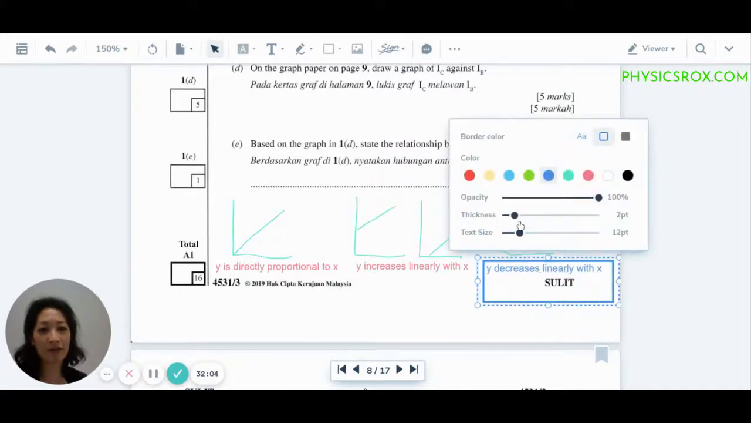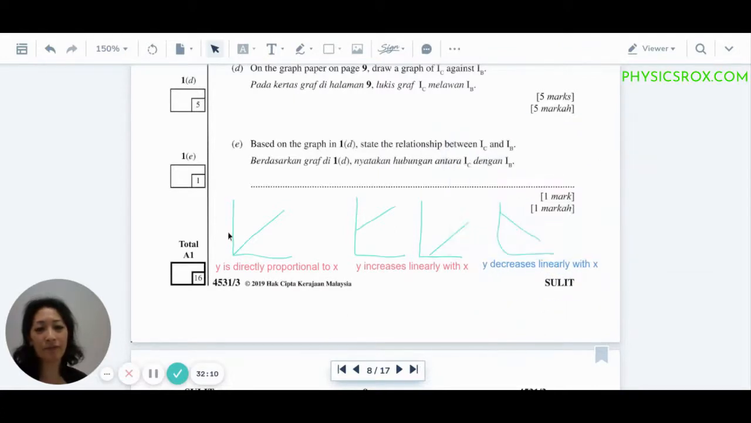Let's get rid of this. Yeah, I can't seem to switch it off. There we go. So if you get this kind of graph, these are the kind of relationships you can write, but change the y and x to match the variables in the question accordingly. And there you go. So that's how you answer section A, question 1.